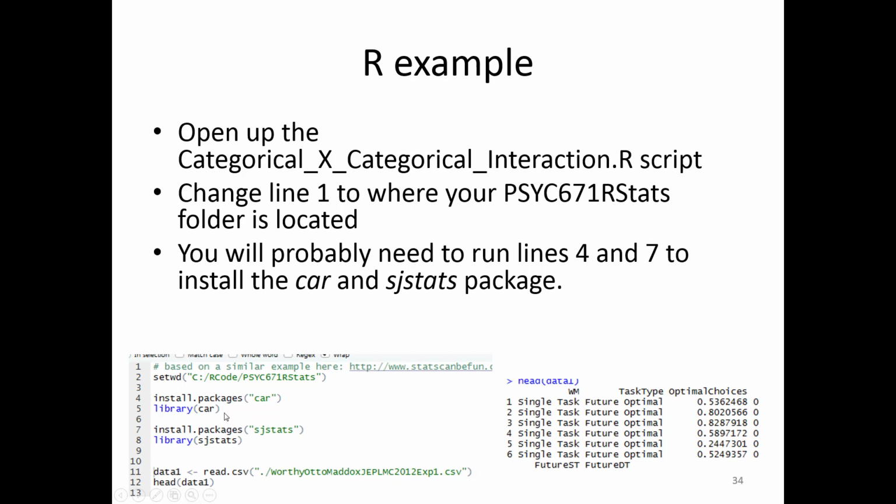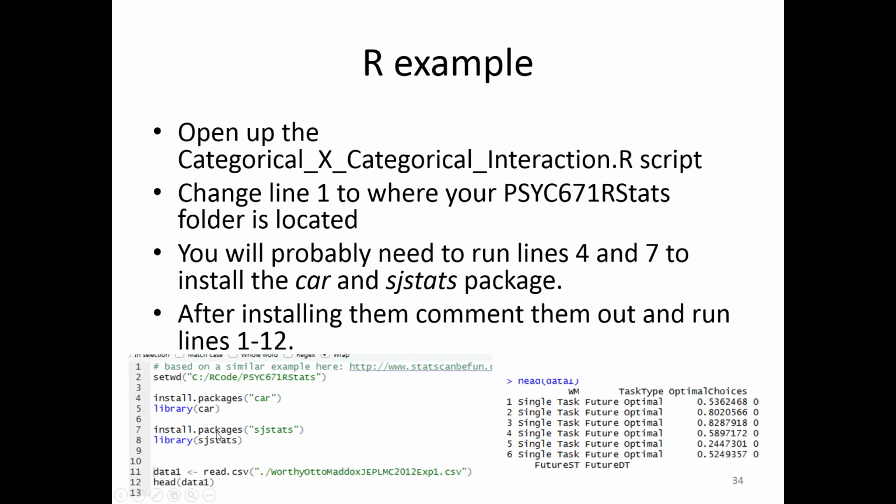We're going to use two packages. One is called car. I think it stands for something like applied regression, I forget. It doesn't have anything to do with the automobile, but an interesting name. And then the sjstats package is going to give us some effect size statistics that we'll use in a little bit. You'll probably need to run line 4, and I think it says, do you want to install the package from the sources, and you have to click yes, so go ahead and click yes. And then after you've done that, run line 5.